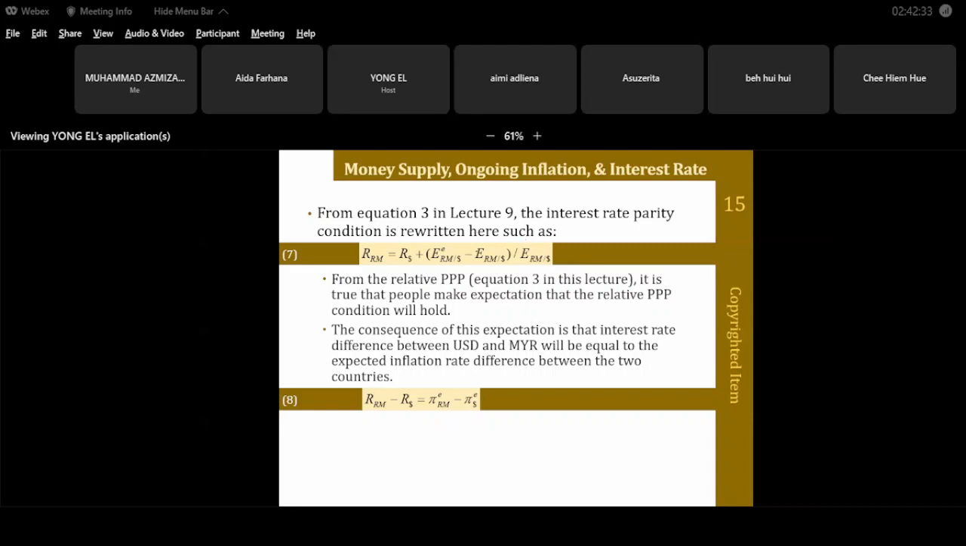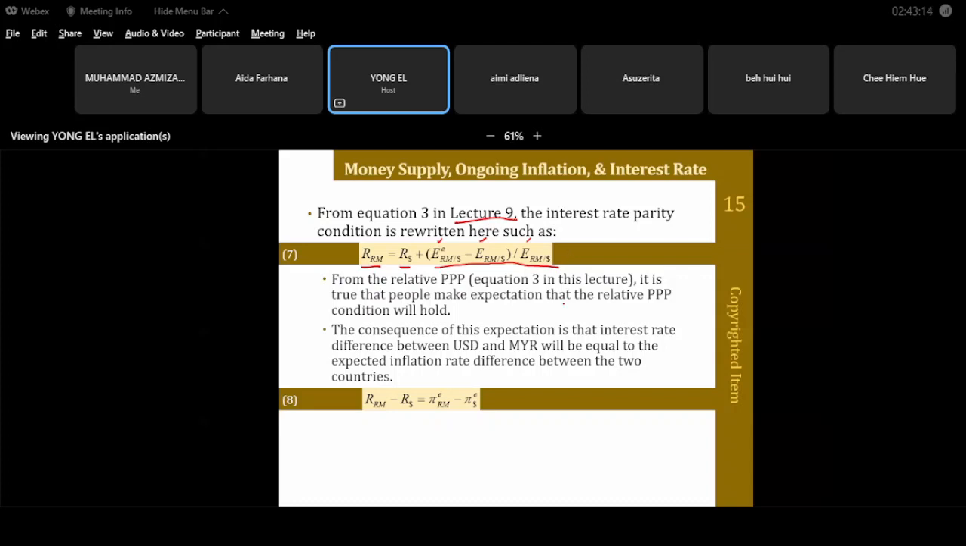If you still remember, in the past lecture, we have this equation. This is the domestic interest rate return, and this is the foreign. For these two sides to be equal, we need to also add this exchange rate. This is an expected exchange rate. Expected exchange rate minus the actual exchange rate divided by the actual exchange rate. Okay, these two sides are equal. This is the interest rate parity condition.